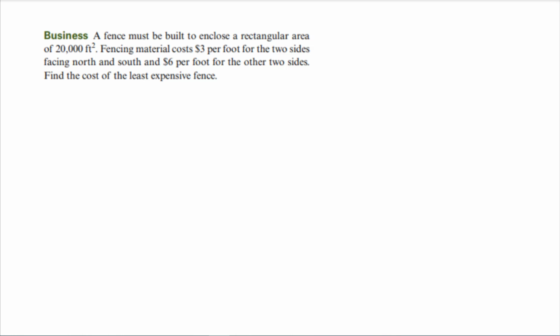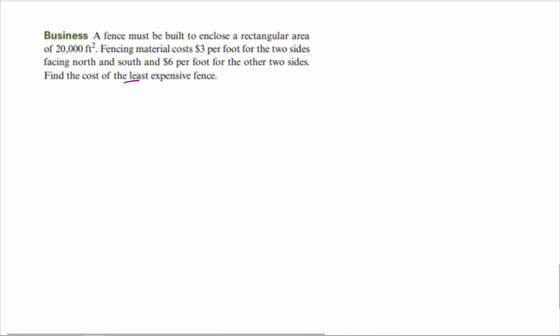Hi everybody, in this video we're gonna continue our work of optimization problems. So this example is that we need to minimize the cost of building a fence. A fence must be built to enclose a rectangular area of 20,000 square feet. Fencing material costs $3 per foot for the two sides facing north and south and $6 per foot for the other two sides. Find the cost of the least expensive fence.